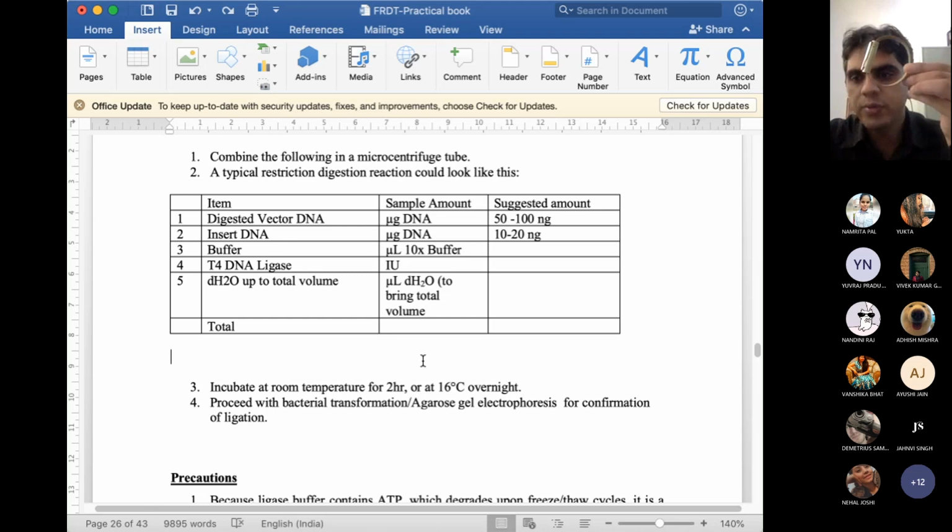But one more type of screening is there, the blue-white screening. In this single step, you don't need to go for replica plating type of things, though that also you can go for. If the insert is there, then the colonies are going to be white. If there is no insert, then the colonies are going to be blue. So this blue-white screening you can go with. This is how you perform your ligation.